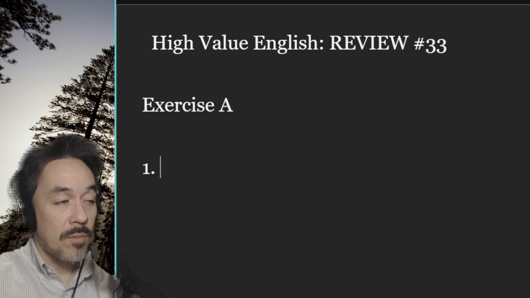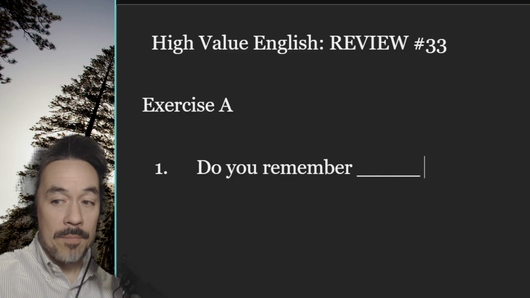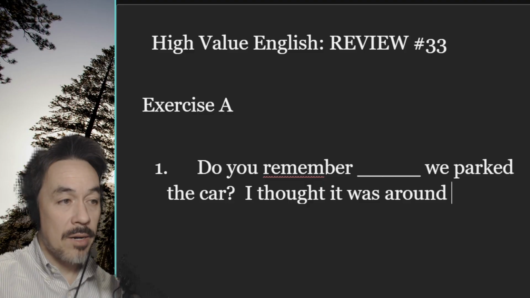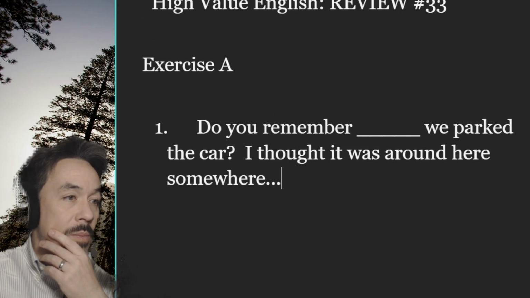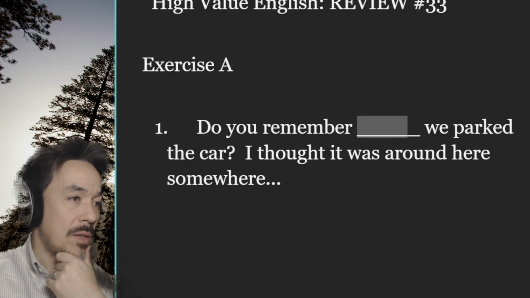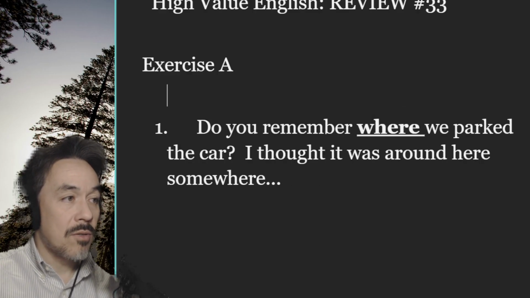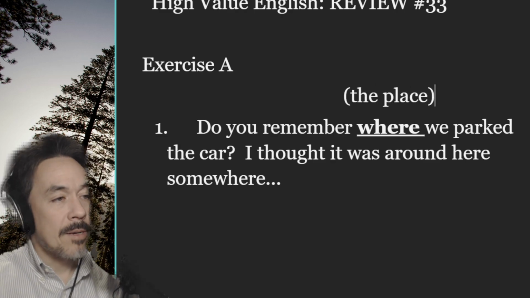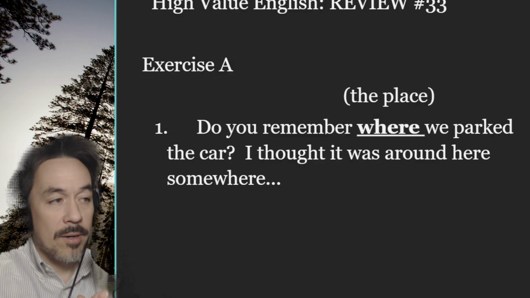Let's do exercise A. Number 1 is, do you remember blah blah? We parked the car. I thought it was around here somewhere. So, do you remember blah blah? We parked the car. The answer, this one, do you remember where we parked the car? So this is saying, do you remember the place? Do you remember the parking place? But we can cut these two words down to one, saying, where.